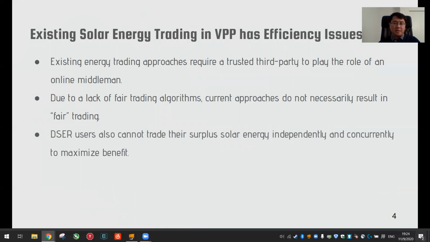However, the existing solar trading process has efficiency issues. First, existing energy trading approaches require a trusted third party to play the role of an online middleman, in order to supervise the trading process. And due to a lack of fair trading algorithms, some of them cannot guarantee fair trading. And some of them do not allow users to trade their surplus solar energy independently and concurrently. All these issues create a barrier for the user to receive their maximum benefit.